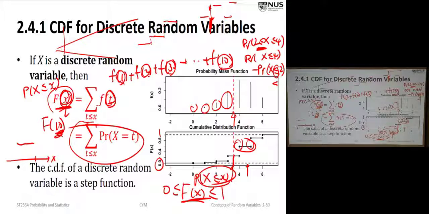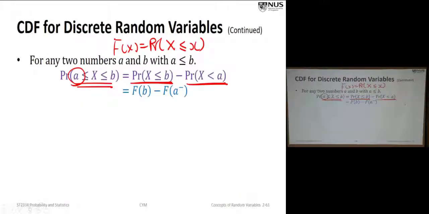So in this case, you have to subtract this one, the probability of x less than a. But this is not F of a. These two are not the same. F of a is the probability of x less than or equal to a. So what to do? We define a with a superscript negative. It means a number less than a, just slightly less than a.